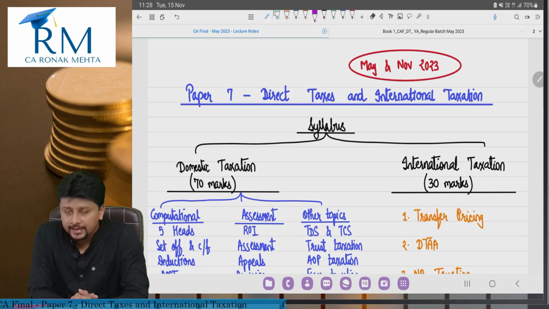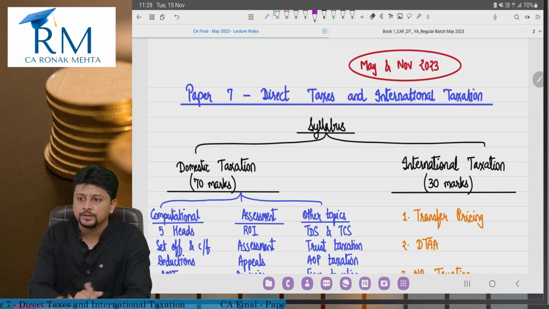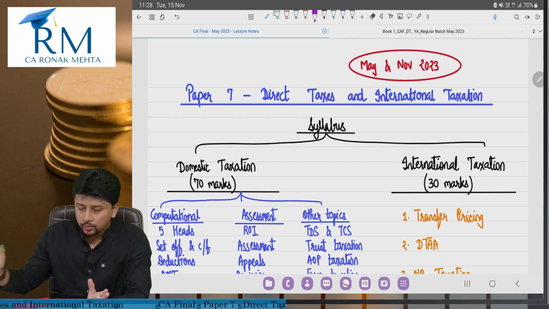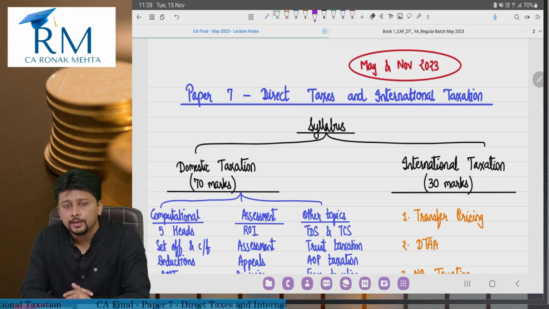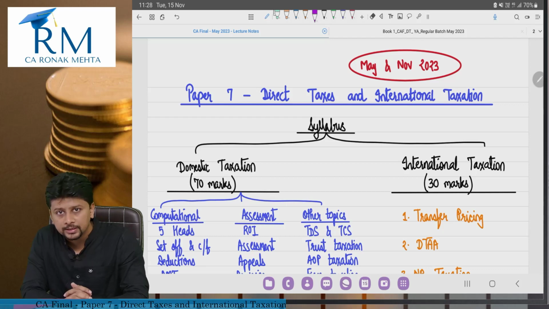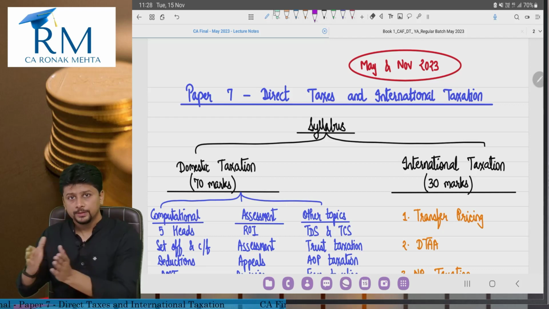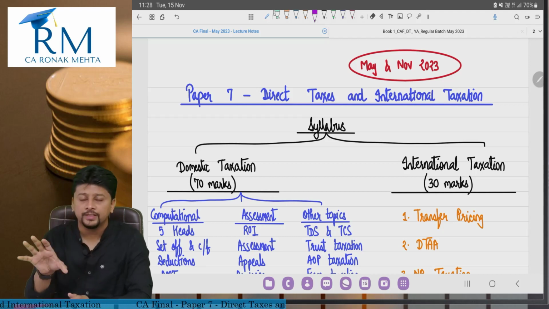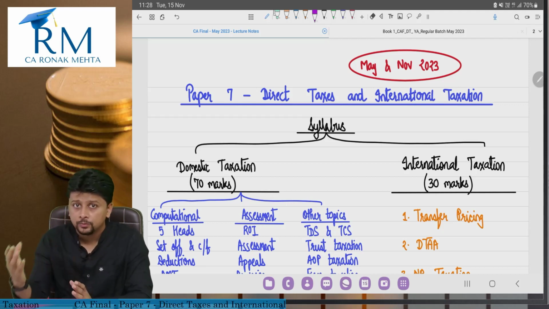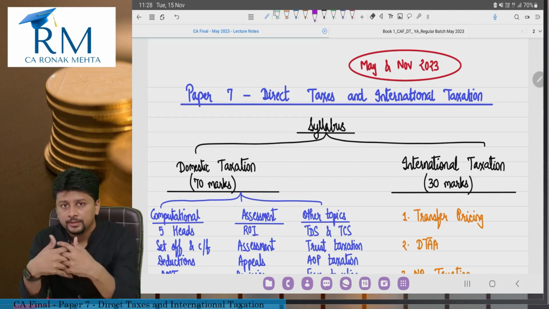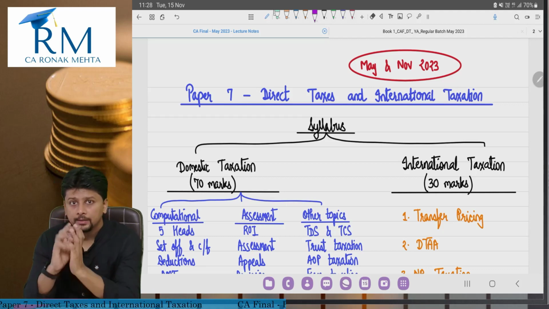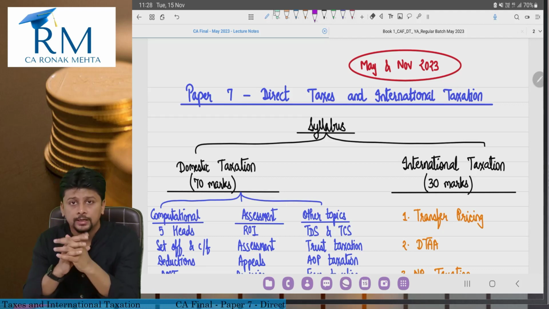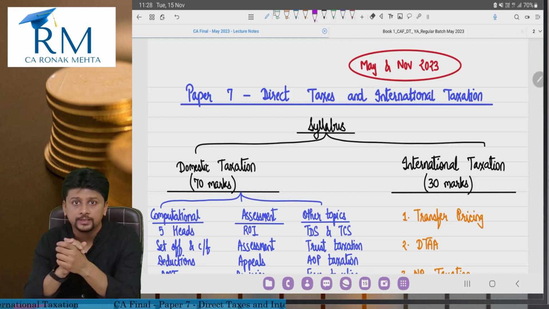Paper 7, Direct Tax and International Taxation. This is your syllabus. You have a dedicated 30 marks weightage given to international taxation, where the number of chapters that you have to study are quite less, but you have a fixed weightage of 30 marks, and this is one area where, from a student's perspective, you can score if you study that 30 marks of international tax properly.